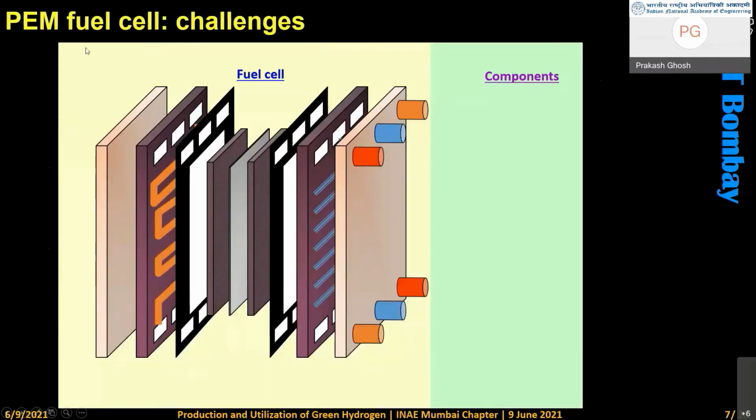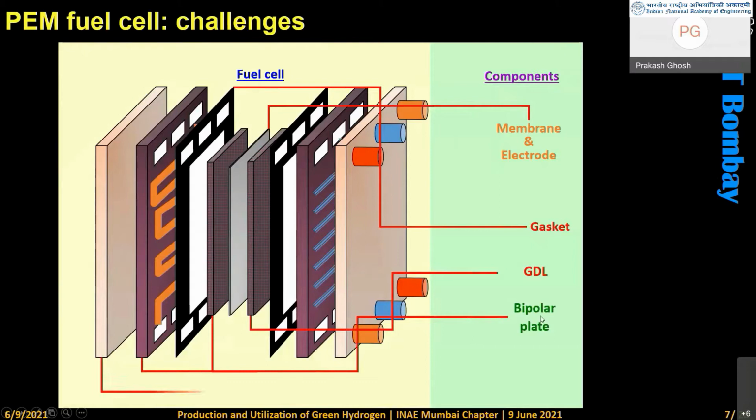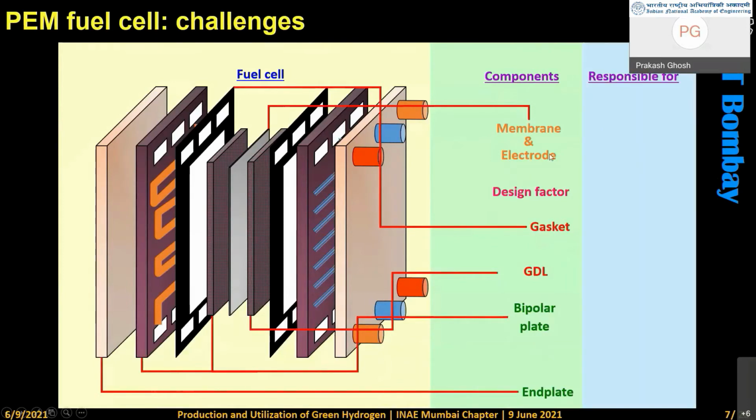Now if we go to the different components and challenges, we can combine these components into different groups. The membrane and electrode is one group. The others are the gasket, gas diffusion layer, bipolar plate, and end plate. There is also a design factor, like how you design the entire system. The membrane and electrode are mainly responsible for the cost and durability.